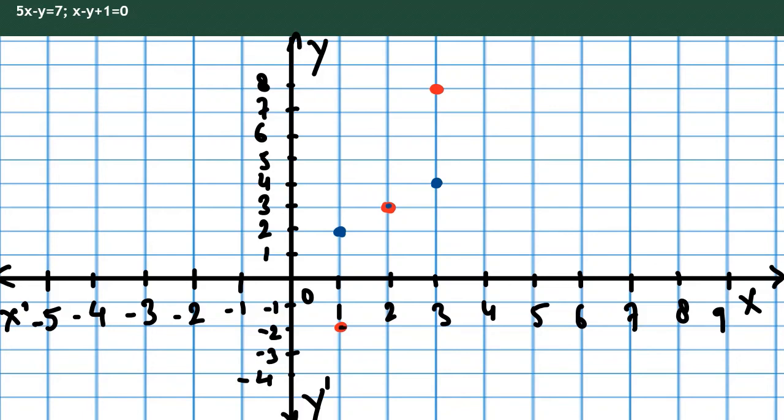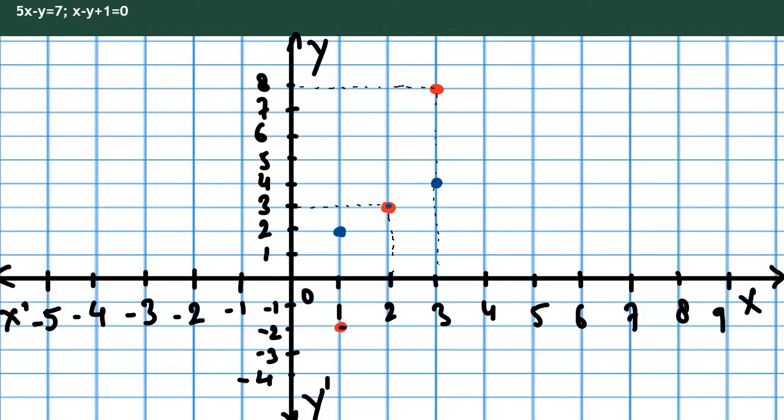And second, I took 2 and 3. So this red dot is showing 2 and 3. See here, from here this is 3 and this is 2. And next value 3 and 8. See, this is 3 from x-axis, and 8 from y-axis. So these three red dots are in the same line.